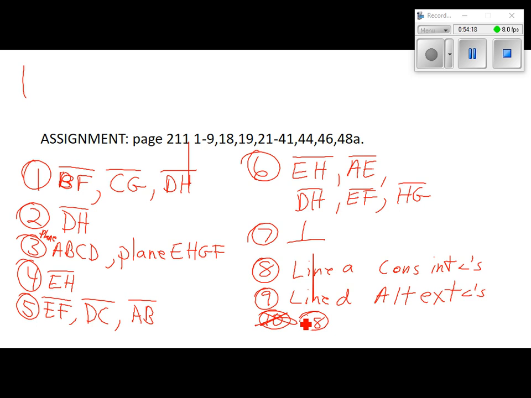Give you a hint. Gretchen just gave you the answer on the last problem. Alternate, what did you say? Did you say alternate exterior? Yep.